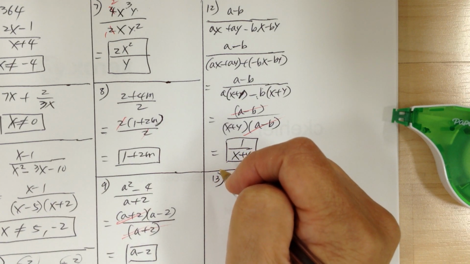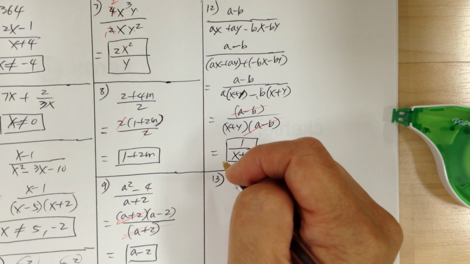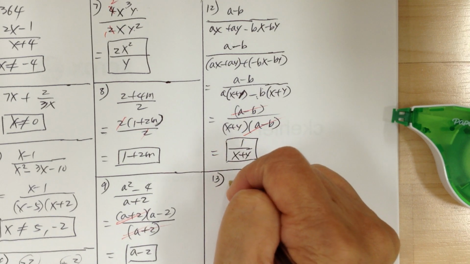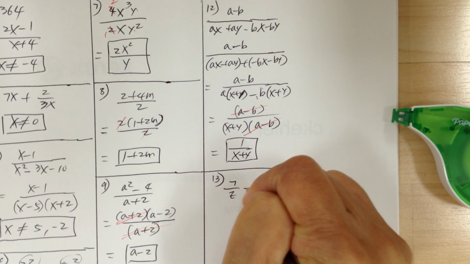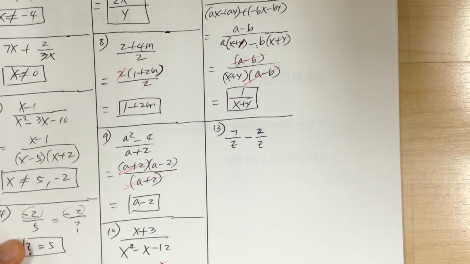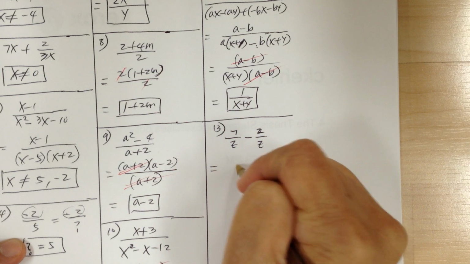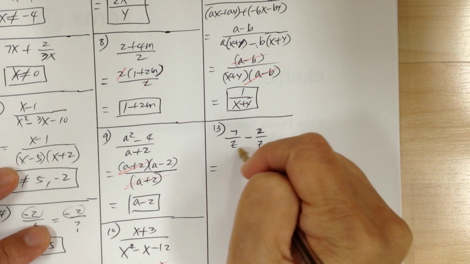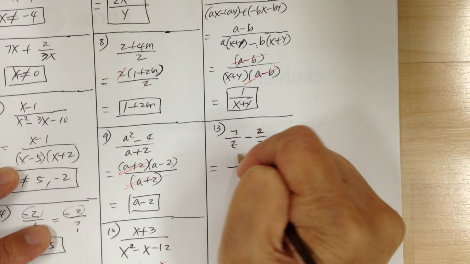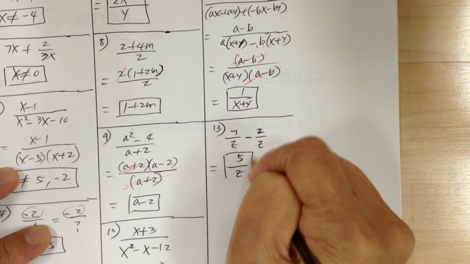Okay, 13. So this one, you want to perform the operation. So you have 7 over z minus 2 over z. Whenever you add or subtract fractions, first you have to check to make sure you have a common denominator. In this case, yes, you have a common denominator, so you can go and subtract. So 7 minus 2 is 5, so it will be 5 over z.